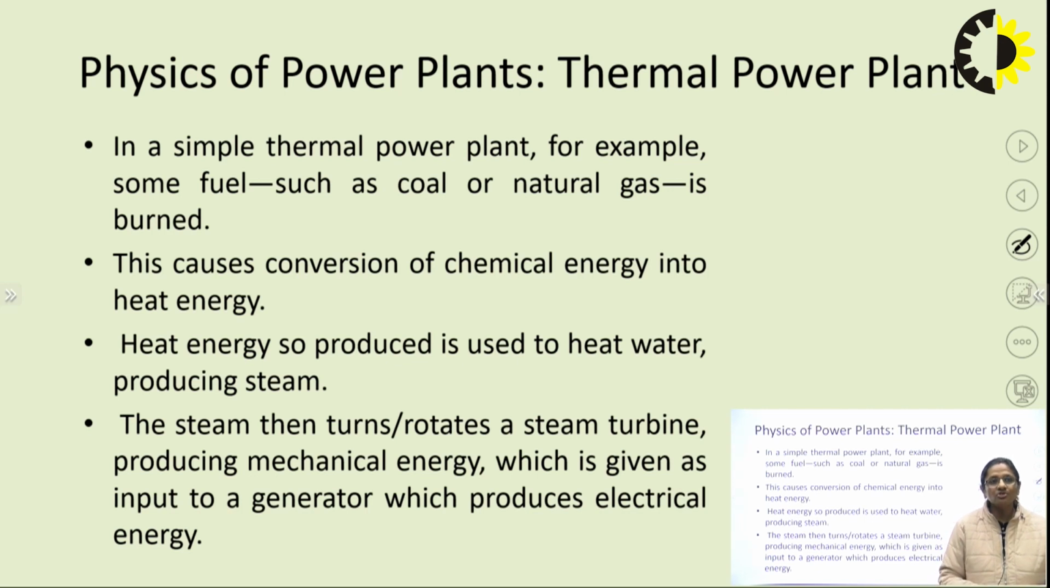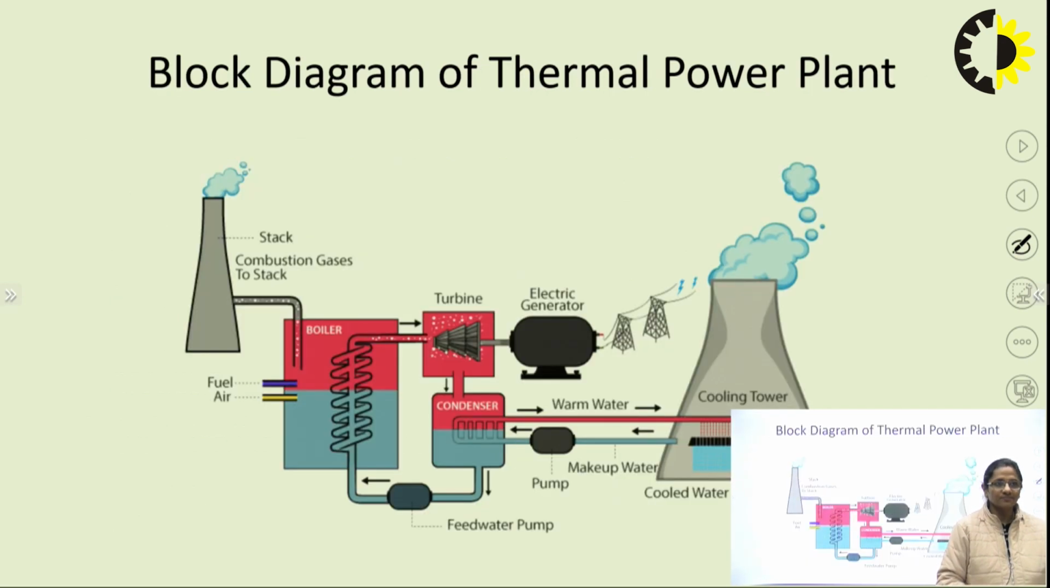The heat energy so produced is used to heat water in the boiler, and hence the steam production takes place. The steam then turns or rotates the steam turbine, which actually produces the mechanical energy. This mechanical energy is given as input to an alternator or electrical generator, which produces the electrical output.